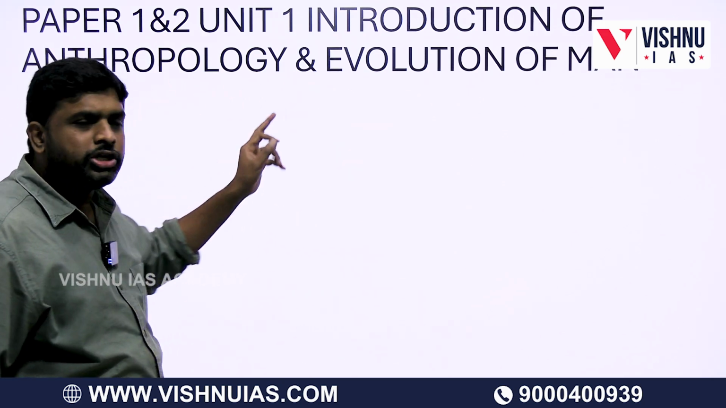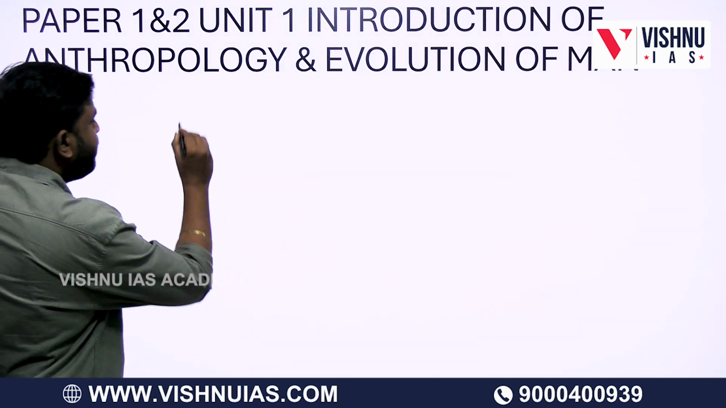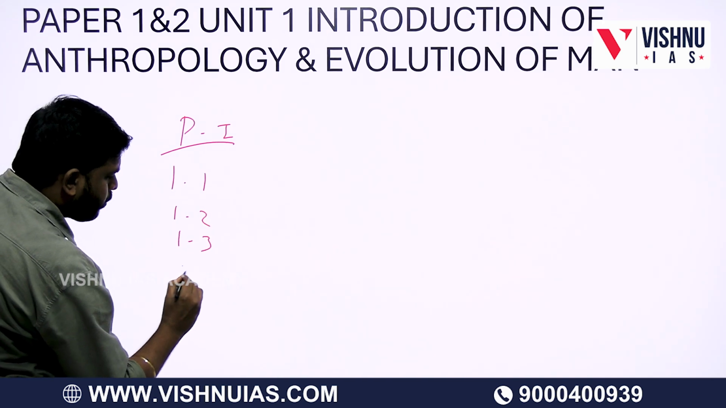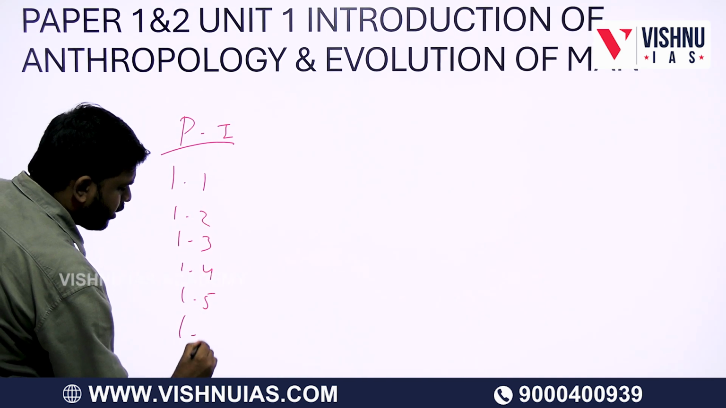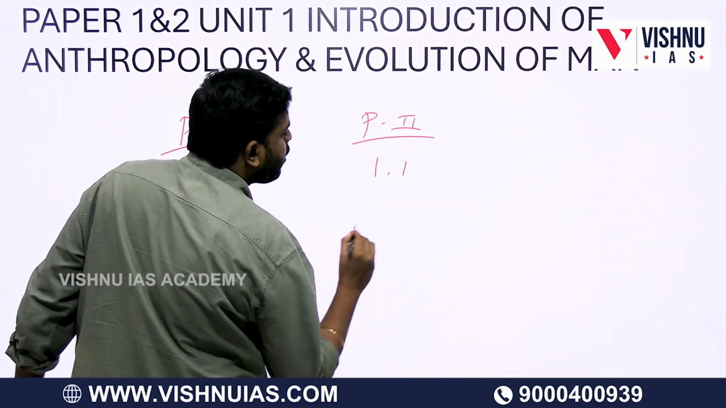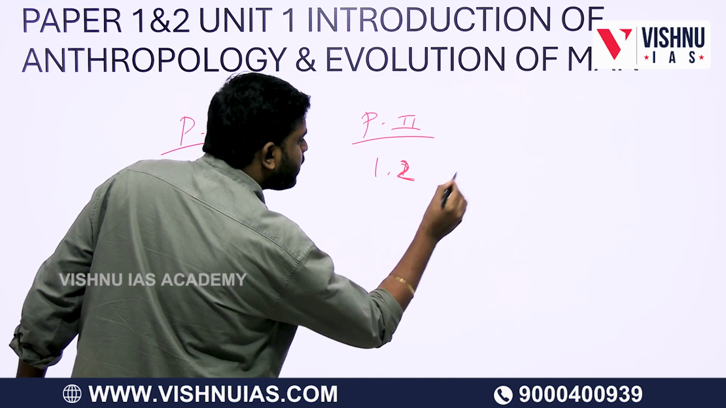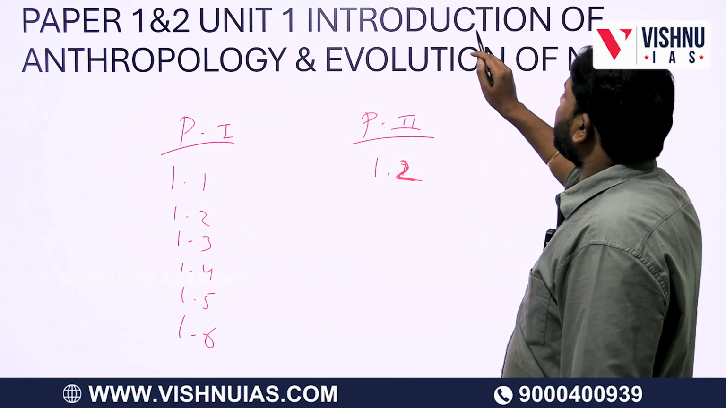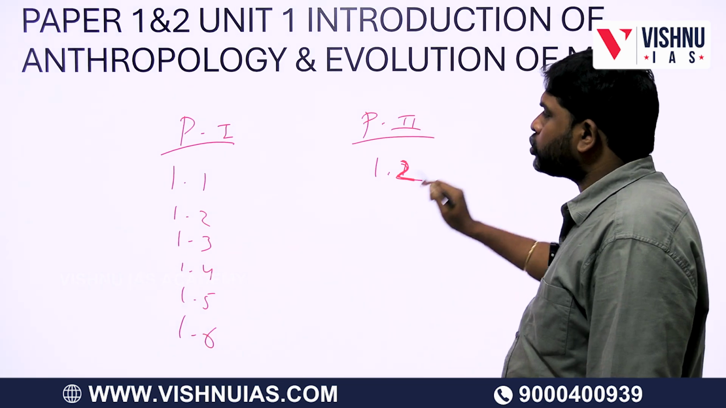Introduction of Anthropology and Evolution of Man. In this, I will be discussing in paper 1, 1.1, 1.2, 1.3, 1.4, 1.5, 1.6. In paper 2, I will be discussing about 1.2 only. Why? Because 1.1 and 1.3 come under archaeology. So here, unit 1, I will be discussing Introduction of Anthropology and Evolution of Man.